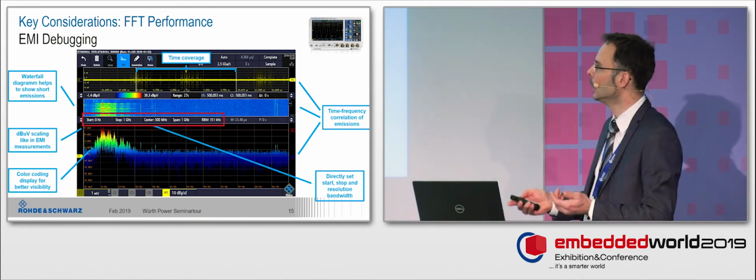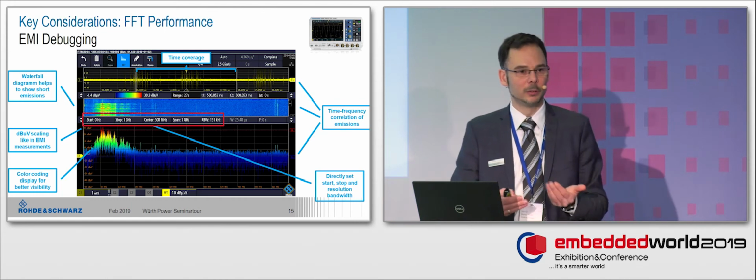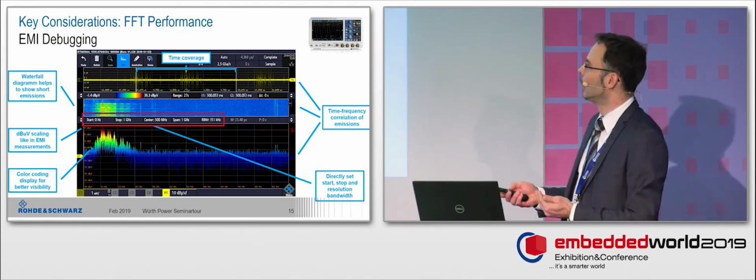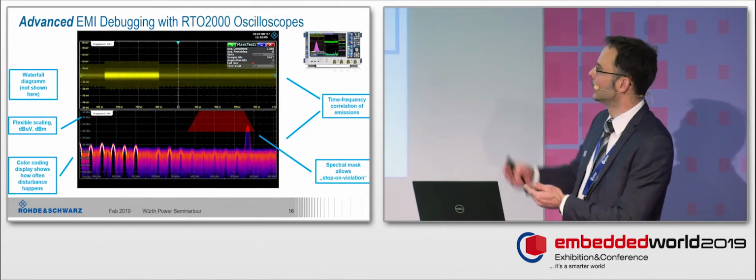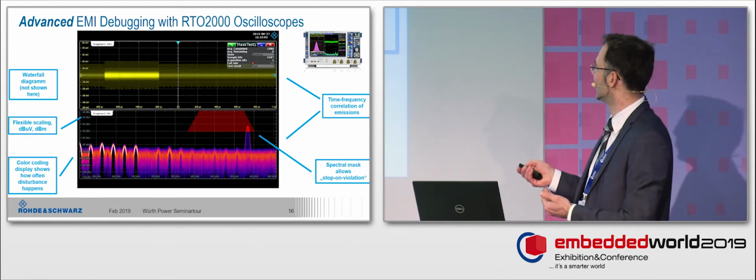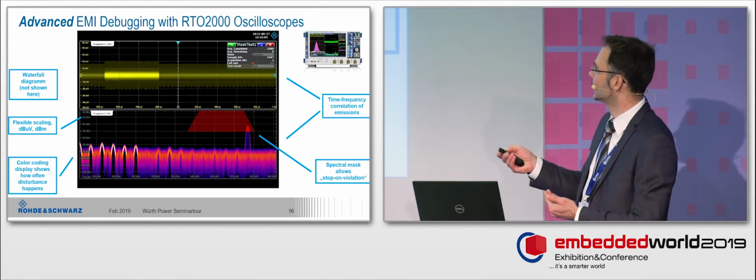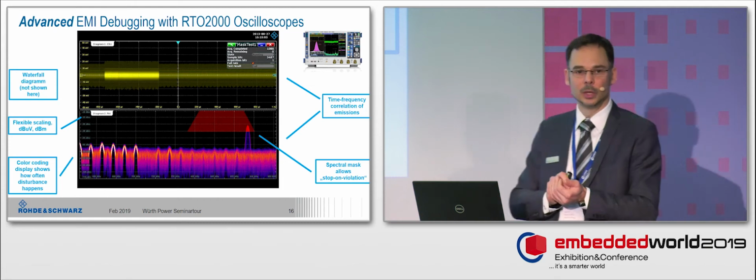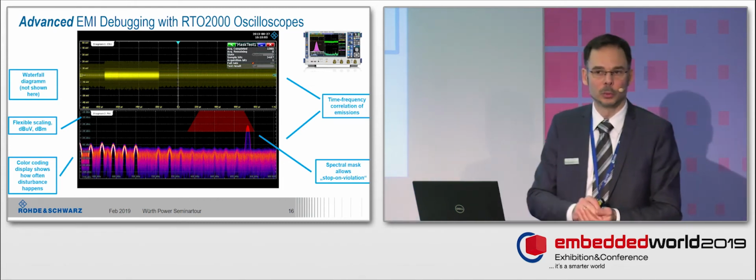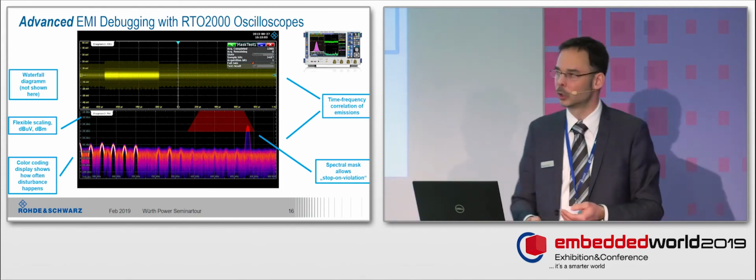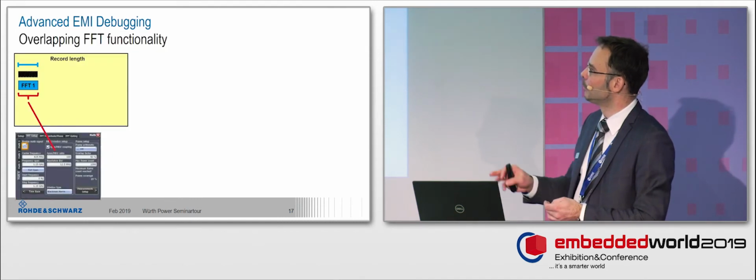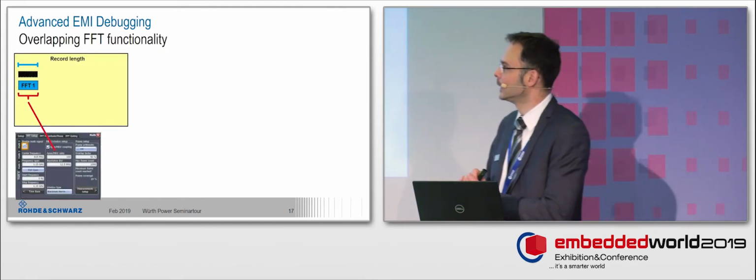Depending on the scope, there are different capabilities. If you go one class higher, you find other things like spectrum masks that you can use to capture things, or you can do more advanced stuff like time-frequency correlation. And I'd like to show you that on that slide.